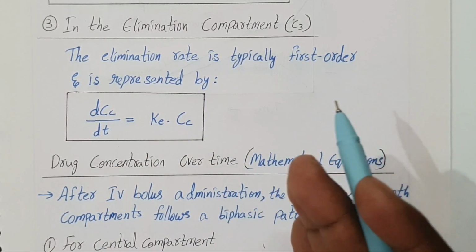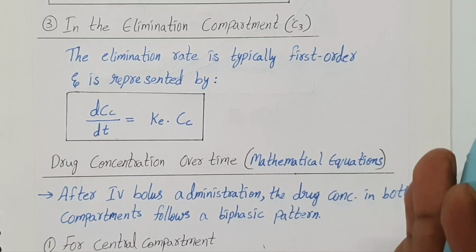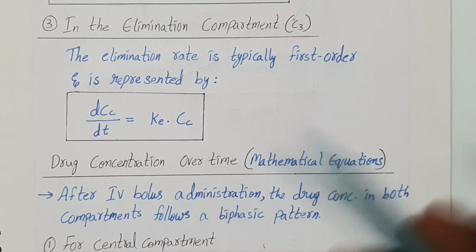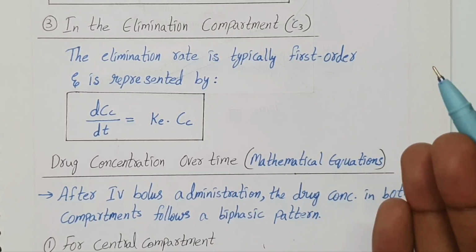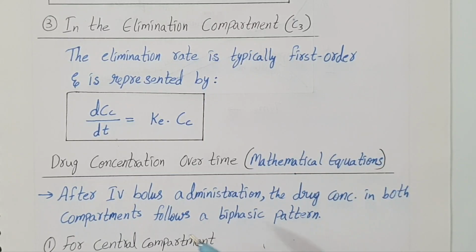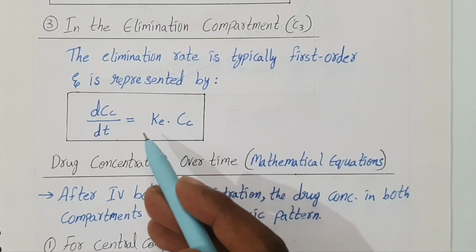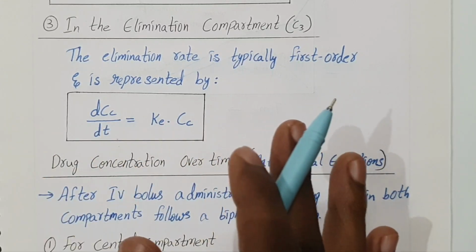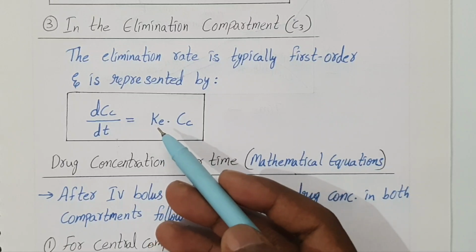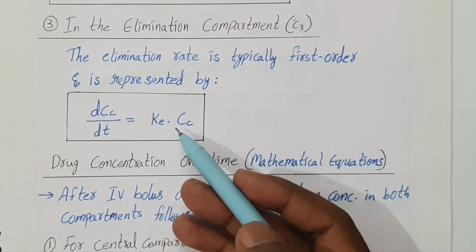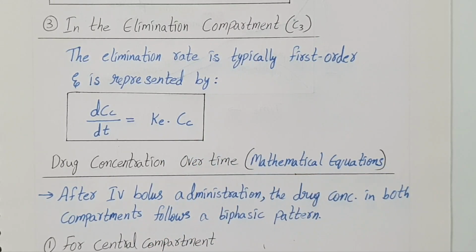You can imagine a trash can, a dustbin, where we can throw the drug. We cannot take it back from the dustbin. So it's like that. The drug gets eliminated completely. It is not a reversible process. So we are taking only KE, which is the elimination rate constant.